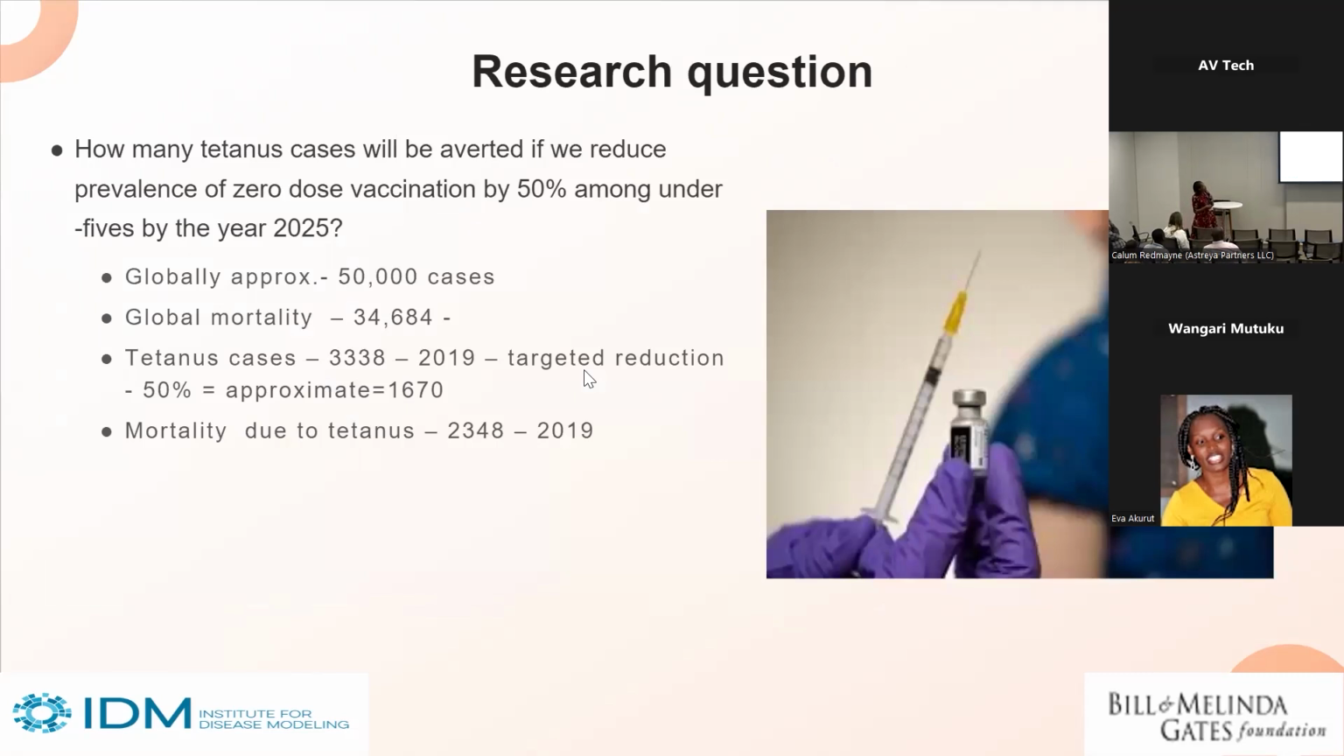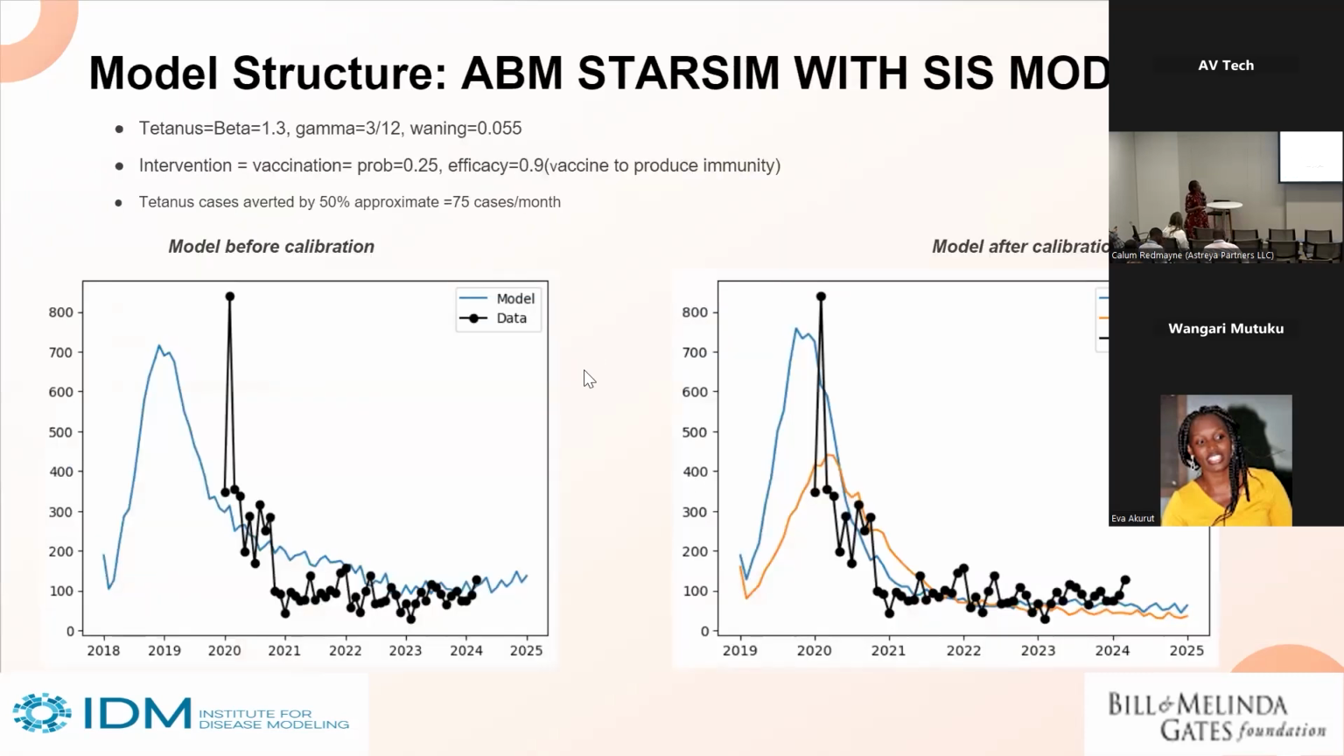The question was, how many cases are we able to avert if we reduce the zero-dose cases by 50%? Globally, attribution of tetanus is about 50,000 cases, and out of those, 34,000 die, because case fatality of tetanus is about 78%. Once you have tetanus, the chance of this child dying is quite high. In Kenya, mortality attributed to tetanus is 2,348. We adopted the SIS model, based on a probability of 0.25 and vaccine efficacy of 0.9, and we were able to realize that we could avert about 75 cases per month.